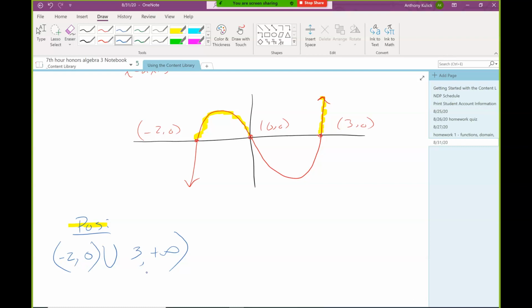How about the 3? Should that have a parenthesis or a bracket? Should have a parenthesis because the point 3, 0 is not above the x-axis, right? That's what the positive stuff means. It has to be the stuff that's above the x-axis.